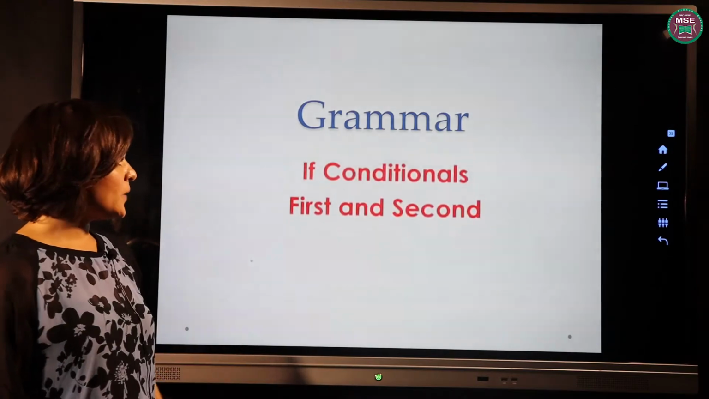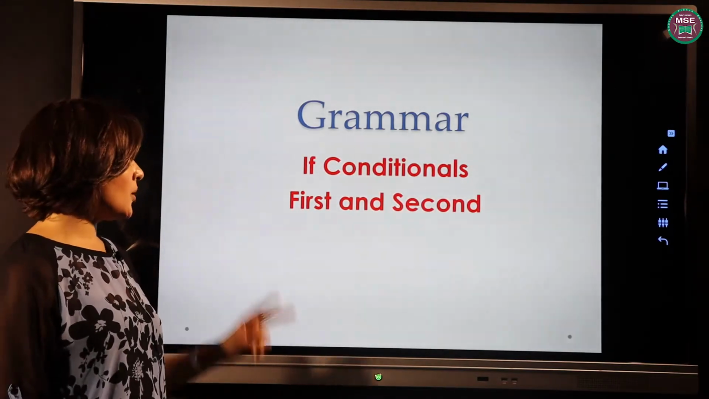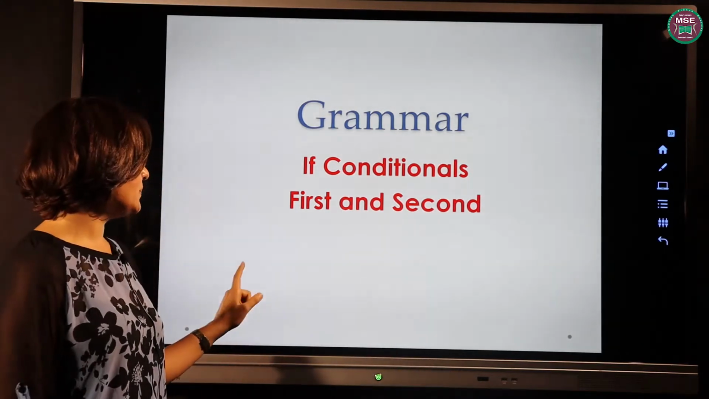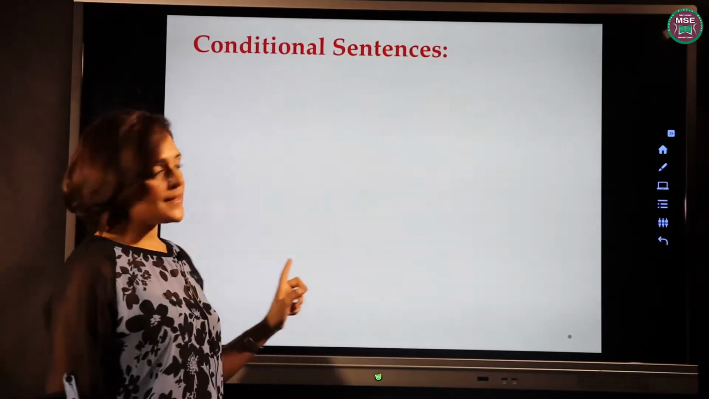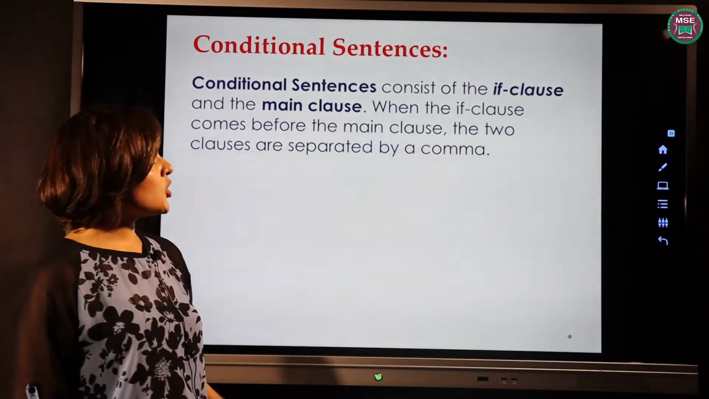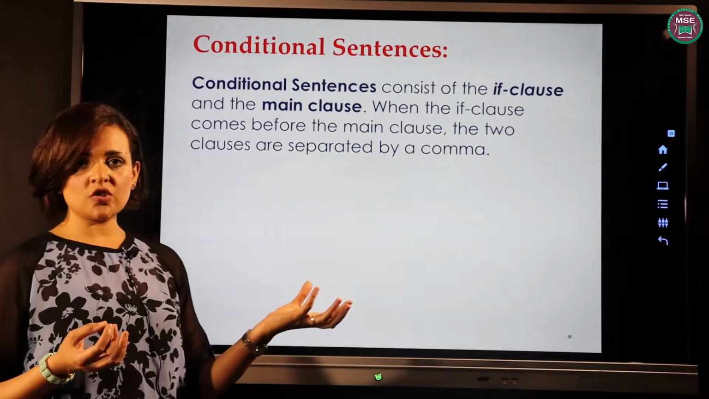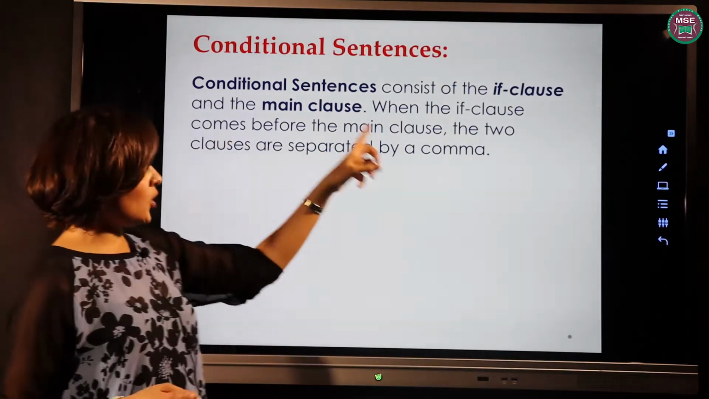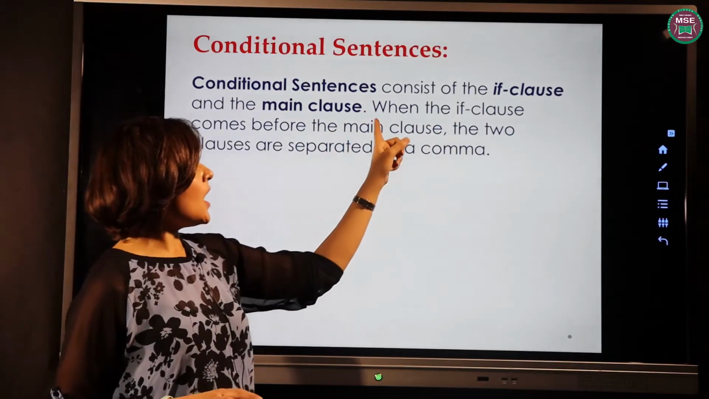Today we are going to speak about the if conditionals. We have to take this term two conditional, the first and the second conditional. For the conditional sentences, let's see what it is. Conditional sentences consist of two parts. We have the if clause and the main clause. We have the if clause and the main clause in each sentence we speak with the conditional sentences.